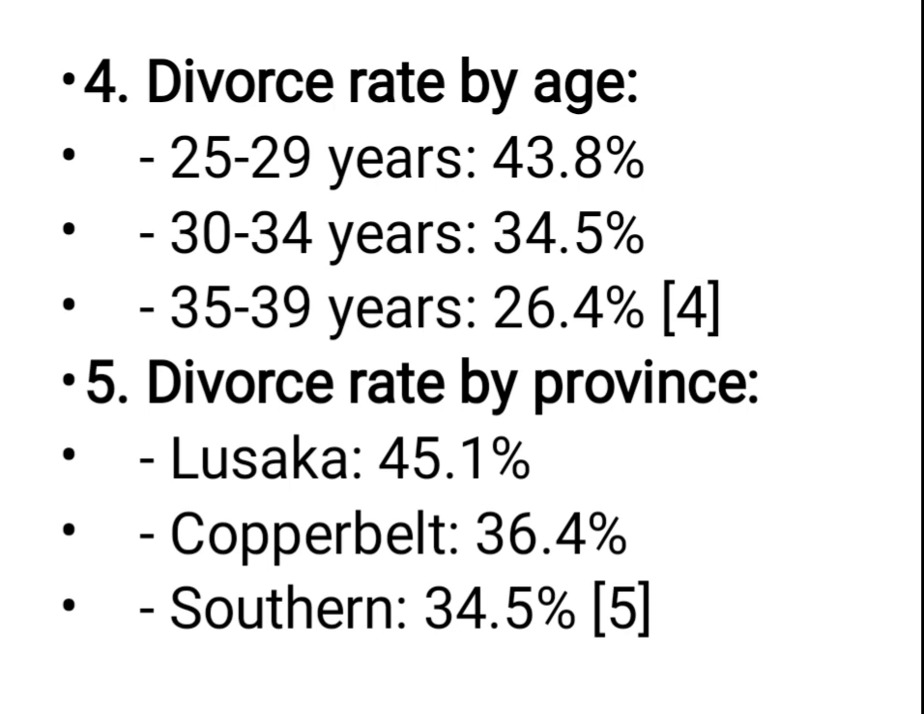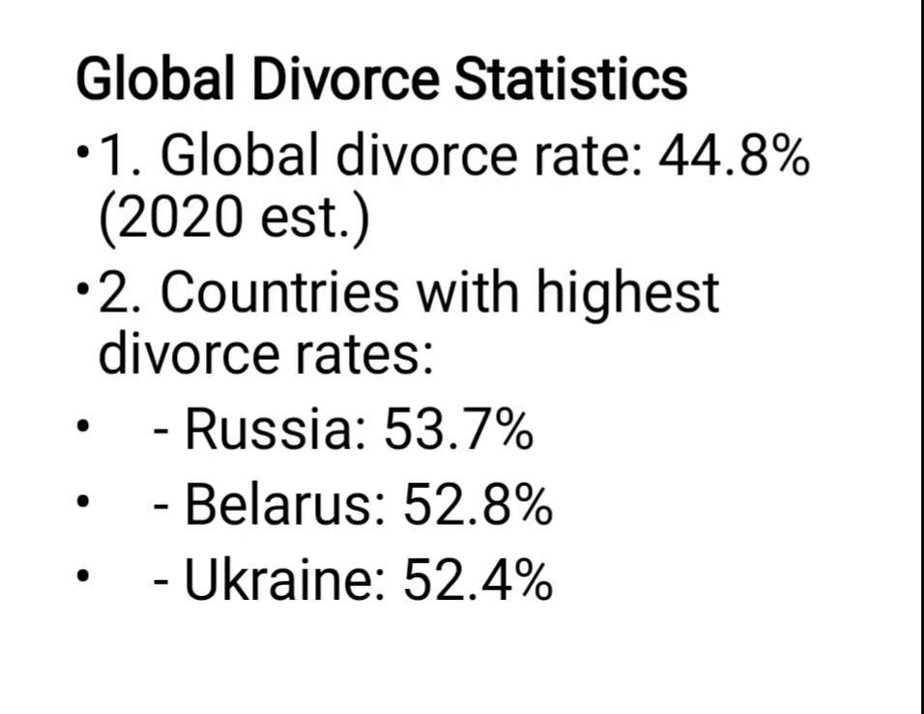Divorce rate by province. Lusaka province has got 45%, meaning that out of 10 people, at least 4 or 5 are going to end up in divorce. Copperbelt, at least out of 10, 3 or 4 are going to end up divorced. Southern province, these are the ones that have got the highest. Now, the divorce rate globally is at least 44%, which means that out of 10 people worldwide who get married, at least 4 or 5 are going to end up in divorce, which is almost 50%.